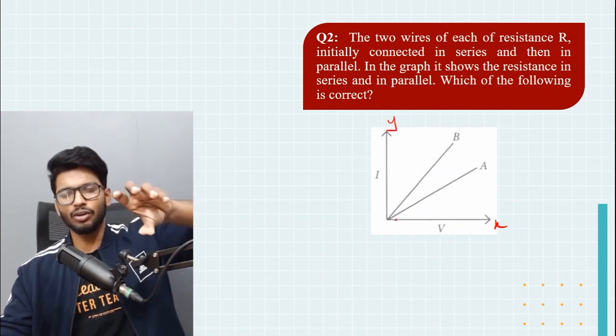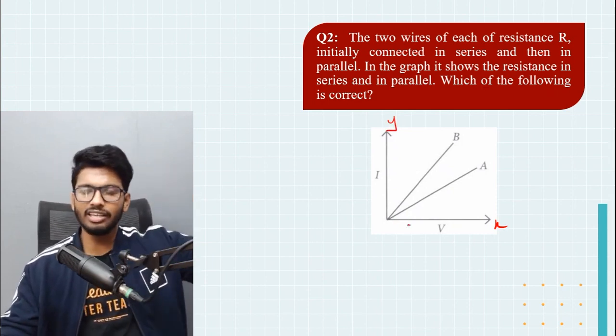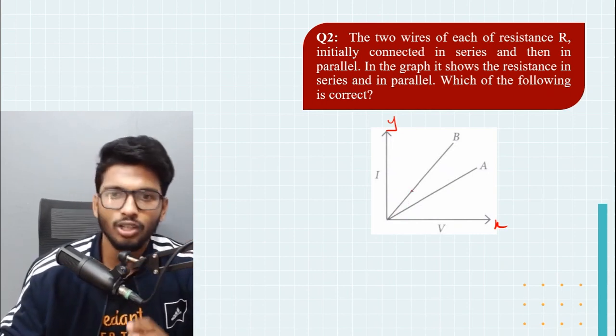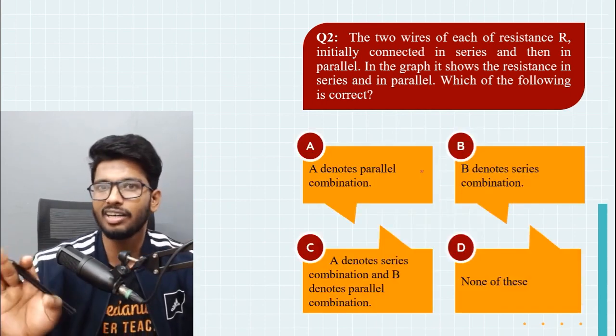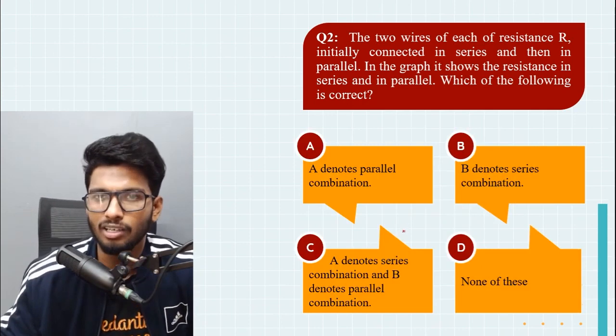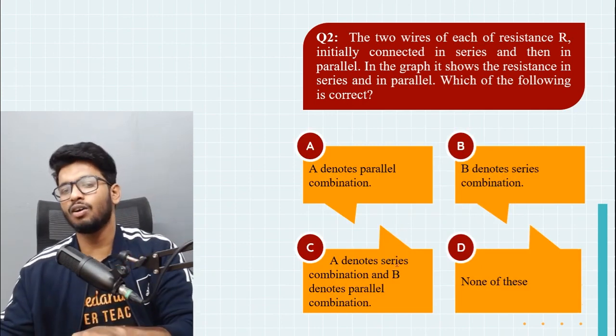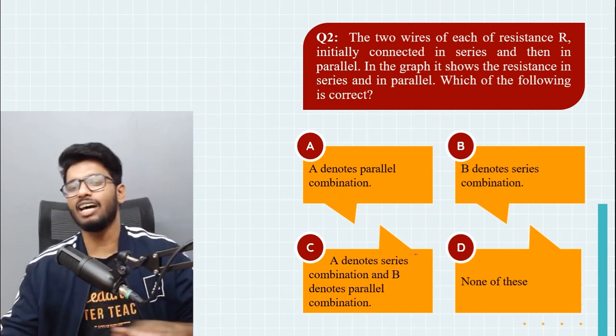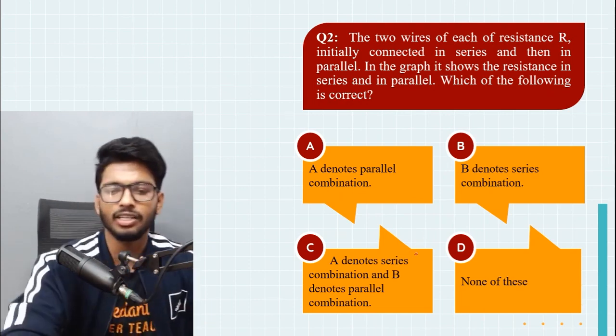All right, and they have 2 connections. So same 2 resistors, initially they were connected in series, then they were connected in parallel, and they came to this conclusion. This is the graph they got. Now the question is, which of the following options are correct? Options are: A denotes parallel combination, B denotes series combination, A denotes series combination, and B denotes parallel combination, or none of the above. Now pay attention, guys, pay attention over here.